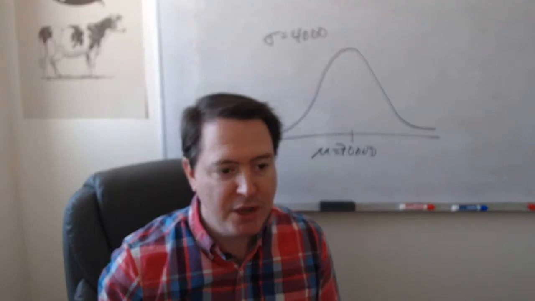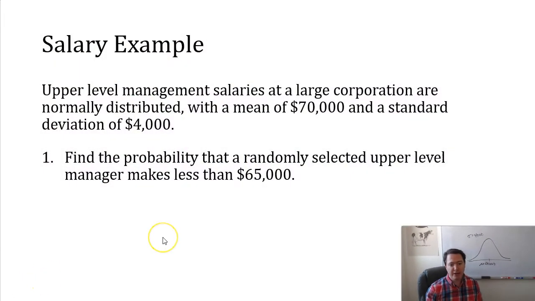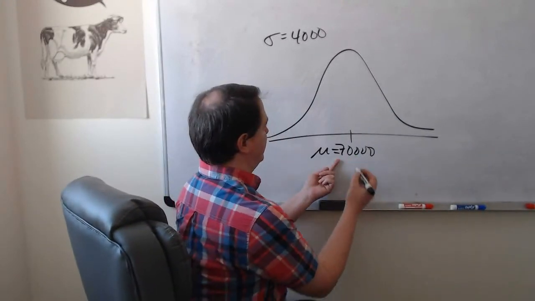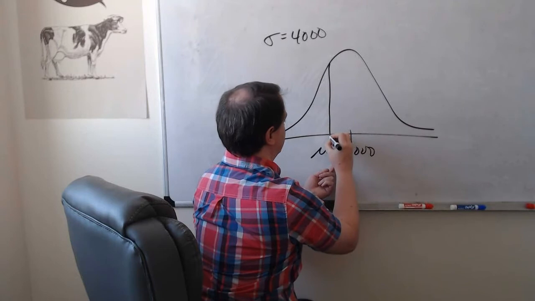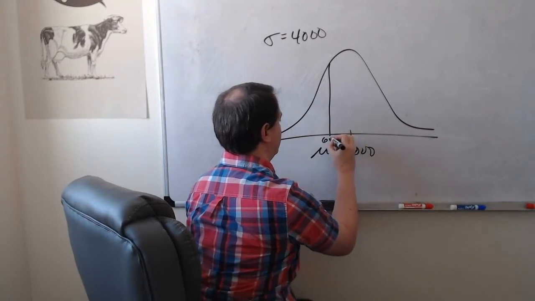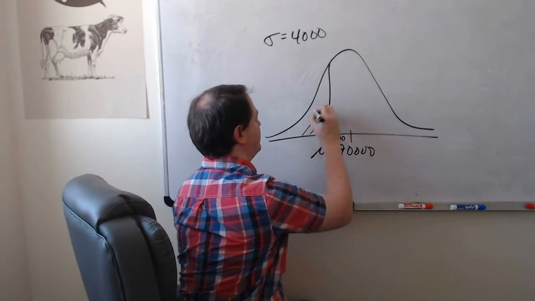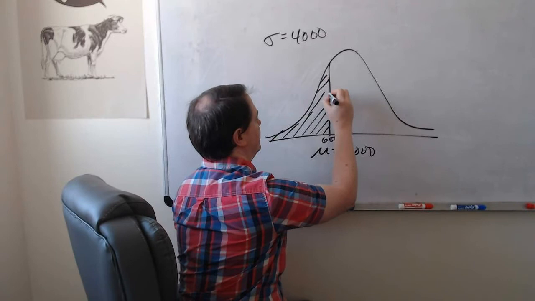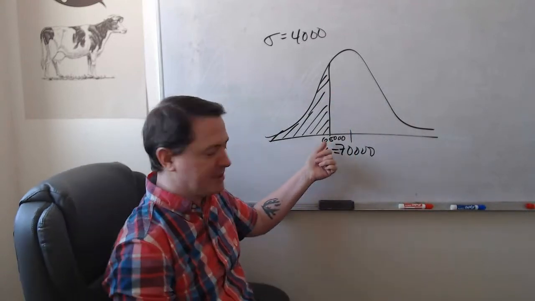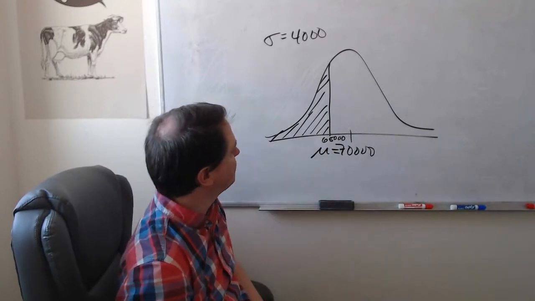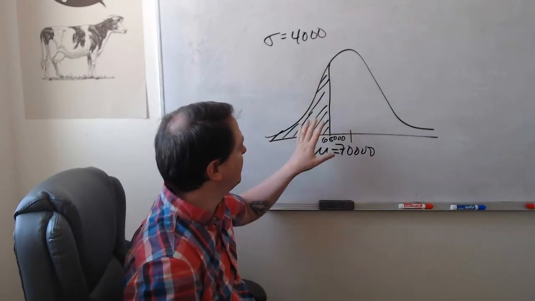The first probability we want to find is the probability that a randomly selected one of these managers makes less than 65,000. Okay, so 65,000 would certainly be to the left of 70. And we want to find the probability that they make less than that amount. So that's the area to the left, right? Incomes less than 65,000 would certainly be left of this on the number line. All right, so this is the shaded region I want to look for.